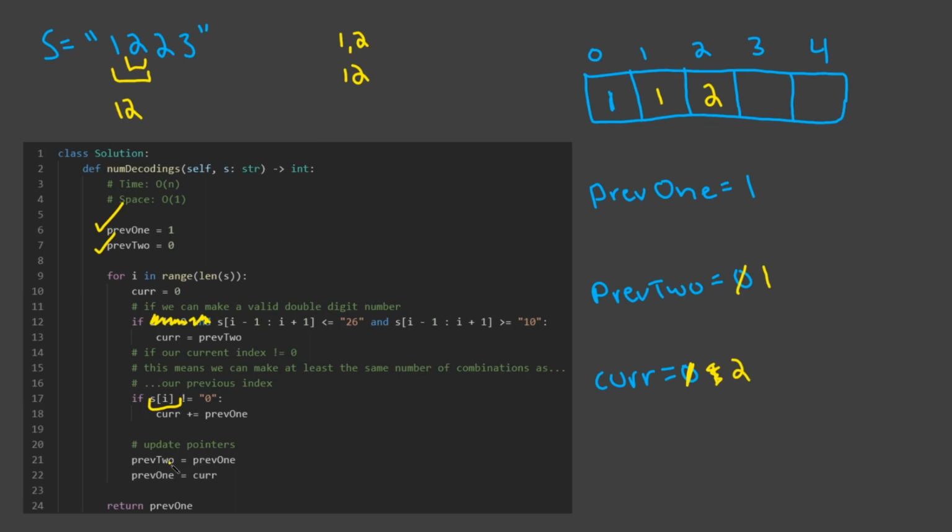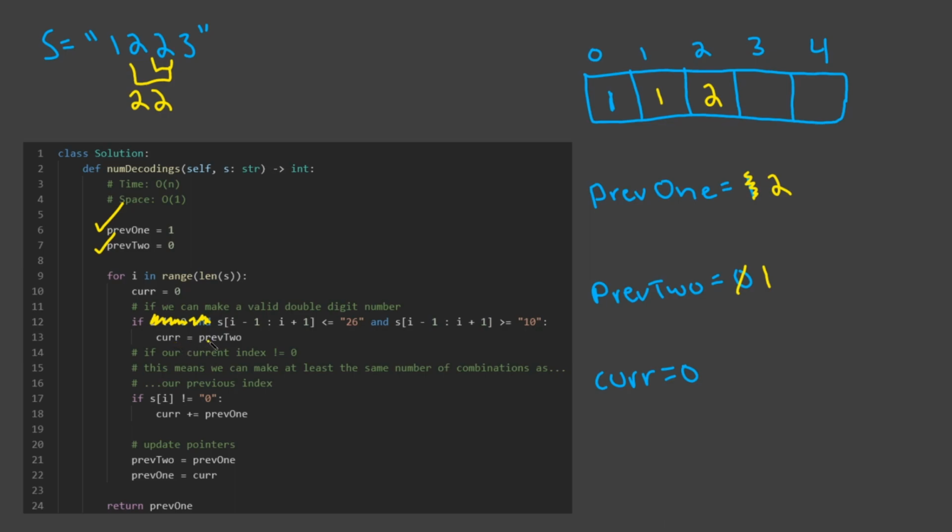And now we want to update our pointers. So previous 2 is going to be equal to previous 1, and it's already 1. And previous 1 is going to be updated to our current. So now previous 1 is going to be 2. Now we're going to be looking at our third index, which is going to be 2. And now we check. Can we make a valid double-digit number? Well, let's see. If we combine the previous index with the current index, we can make a 22, and that is between 26 and 10, so we're good there.